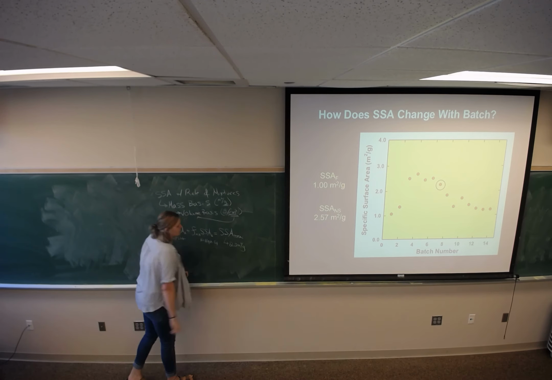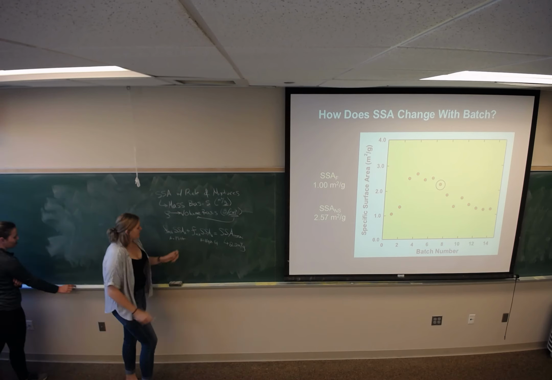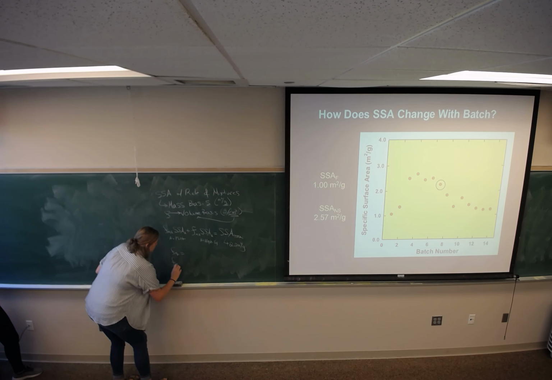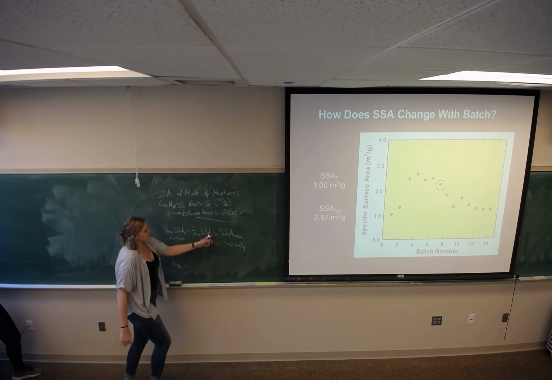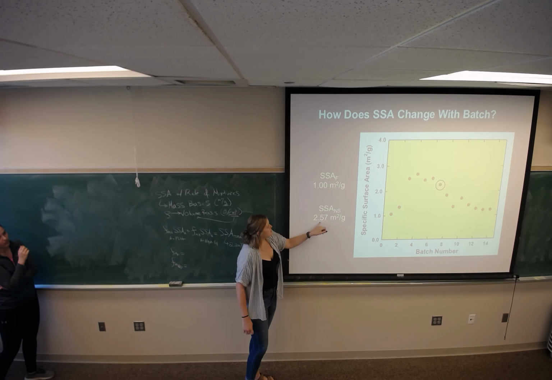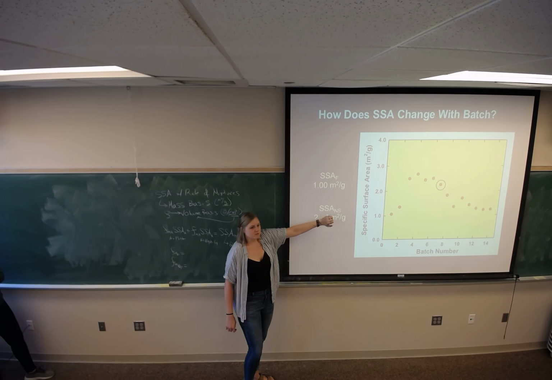Do you want to work together or by yourself? I don't really care, but take a couple minutes and try to figure out, we're solving for the mass fraction of our flint and the mass fraction of our nepheline cyanide. And the specific surface areas of the two are going to be R1 here for the flint and 2.57 for the nepheline cyanide. Take a couple minutes to try and figure that out.